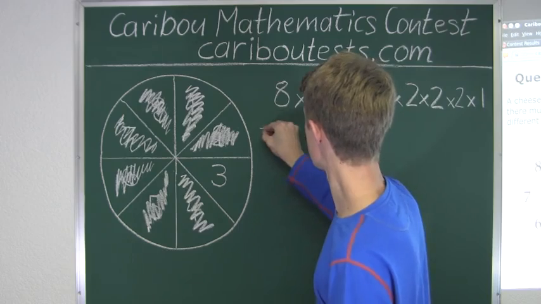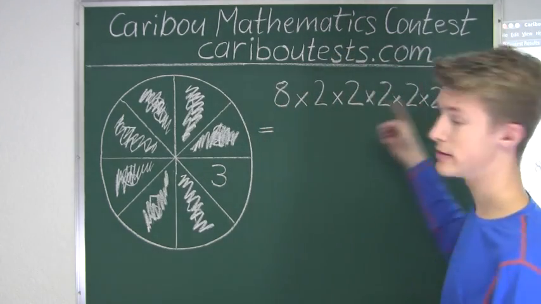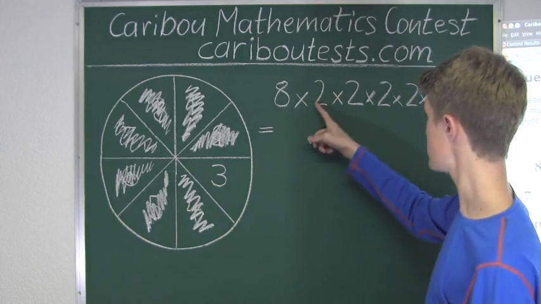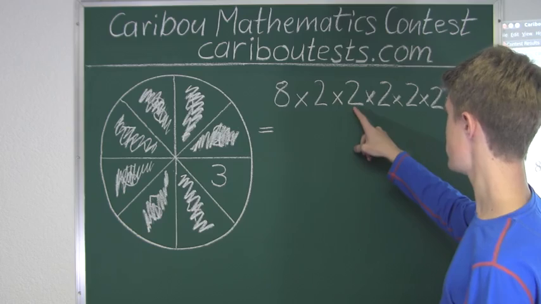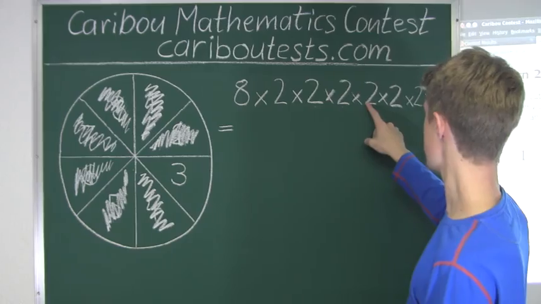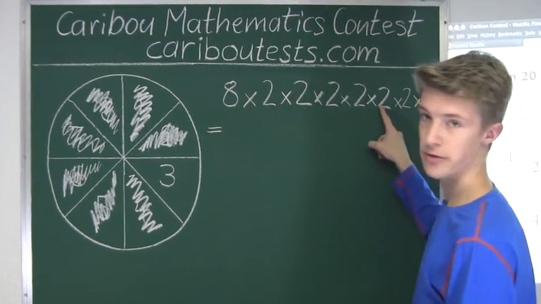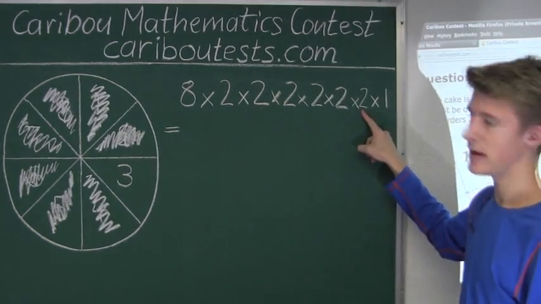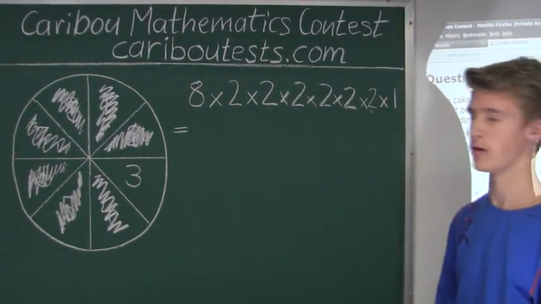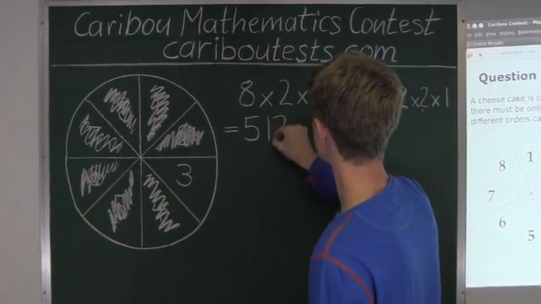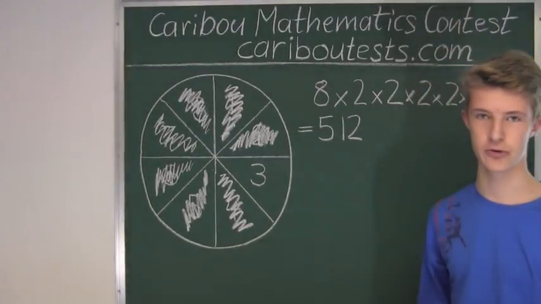Okay. Now let's find this product. We have 8 times 2, which is 16. Times 2 is 32. Times 2 is 64. Times 2 is 128. Times 2 is 256. And times 2 is 512. And of course, times 1 is 512. So we know that there are 512 different orders.